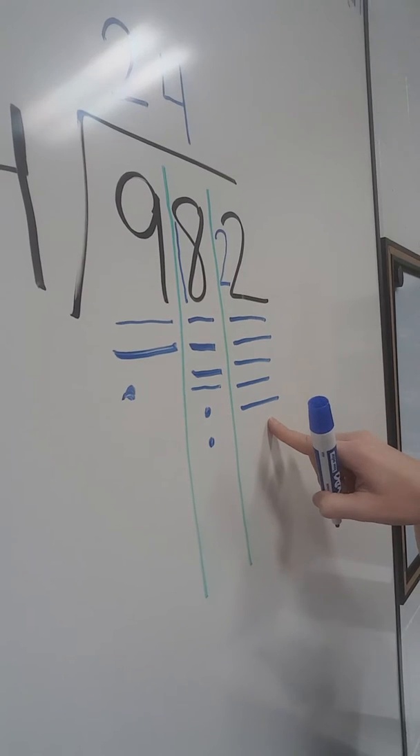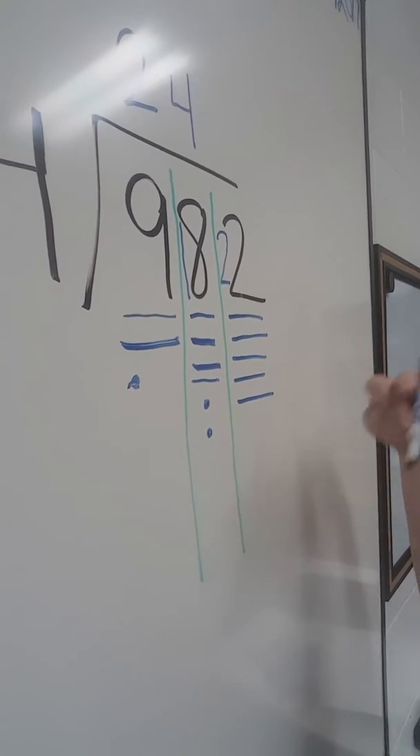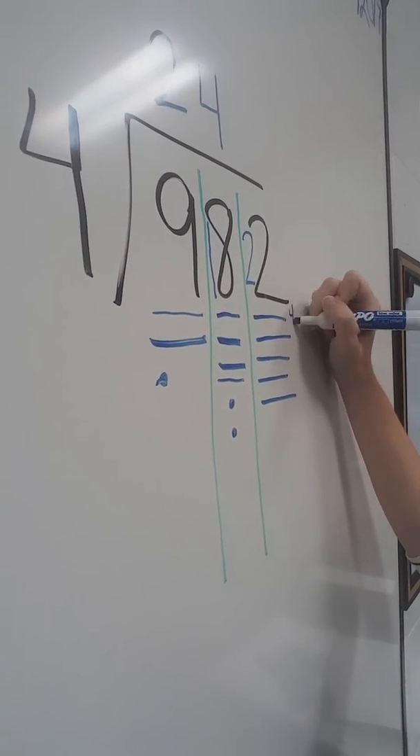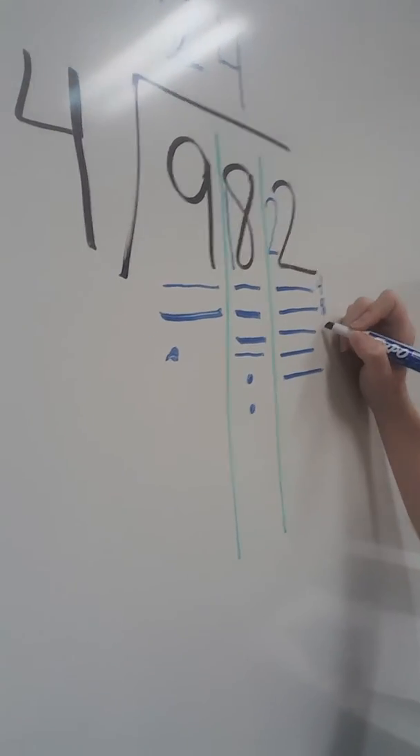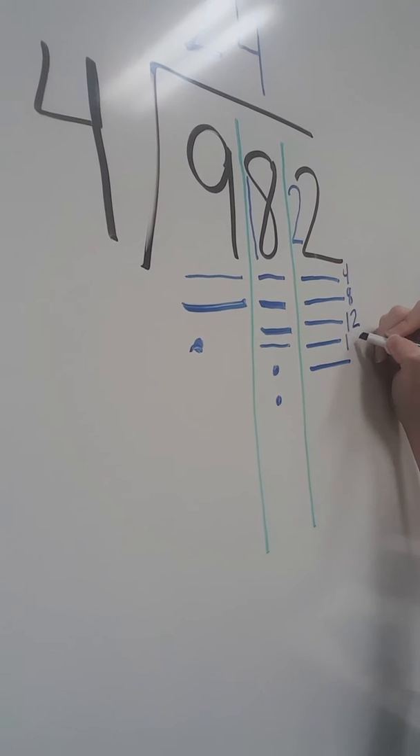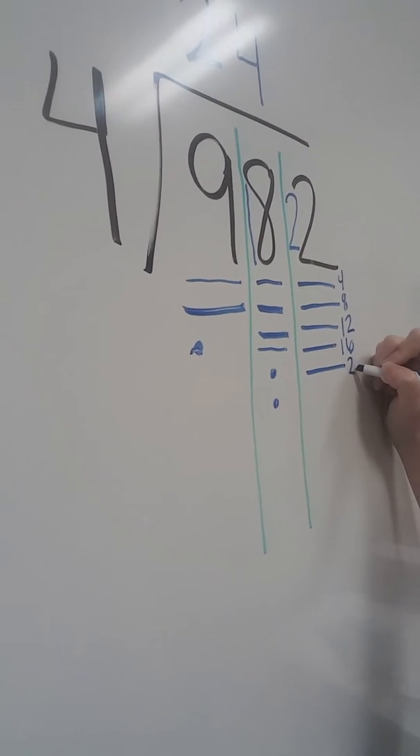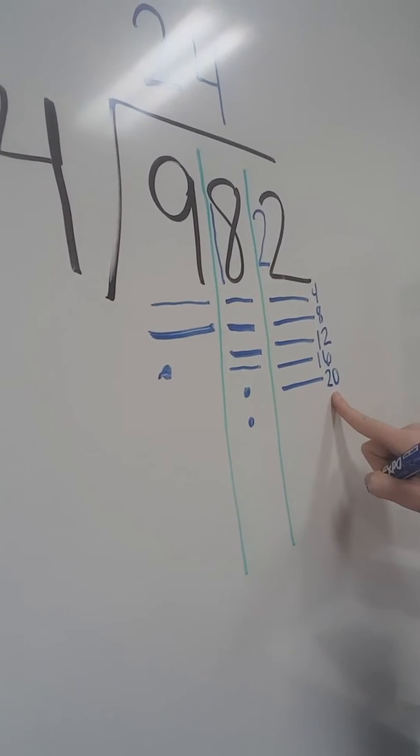Something that you can do as they're counting, if they lose track of where they are, write the numbers next to it. 4 times 1 is 4. 4 times 2 is 8. 4 times 3 is 12. 4 times 4 is 16. And 4 times 5 is 20. They can see that right there.